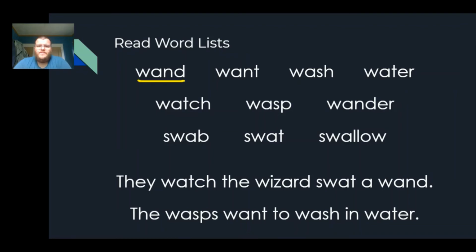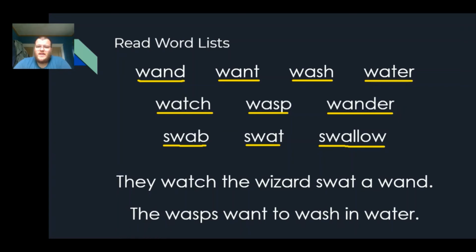Wand, want, wash, water, watch, wasp, wander, swab, swat, swallow.